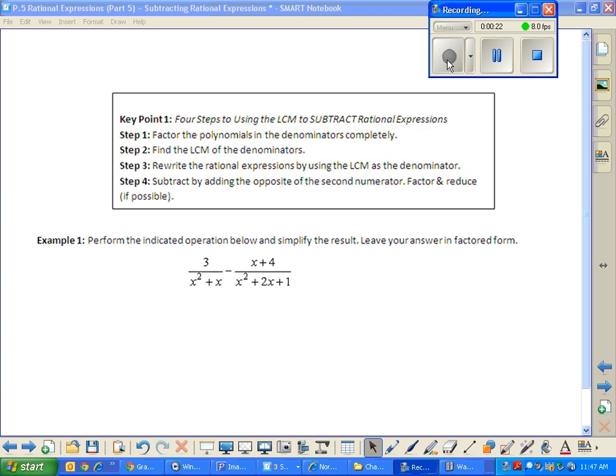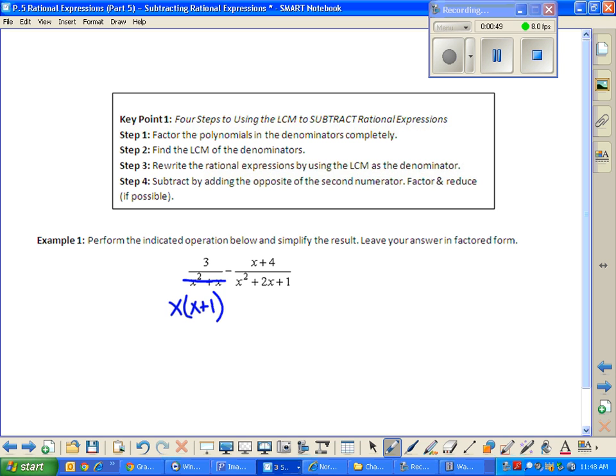So as I look at this first example, right now I notice the denominators aren't the same. So step 1 and 2, those first two steps, are the work that you do to get the denominators to be the same. So step 1, I'm going to factor the polynomials in the denominators completely. So do you see x squared plus x? I'm going to take the x out and leave it as x plus 1 in the parentheses. So I factored out a GCF there.